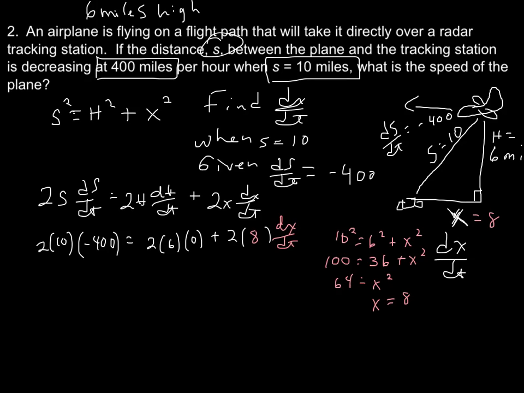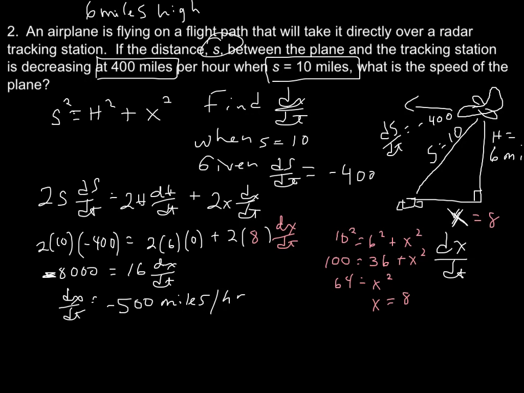Okay, so now let's go ahead and calculate everything that we've got. 2 times 10 times our negative 400, that's going to be negative 8,000 equals, that's not an equal sign in front, that's a minus. Sorry, I cannot write on this thing. 0 plus 16 dx/dt. And then when we solve, we're going to get that dx/dt equals negative 500 miles per hour.